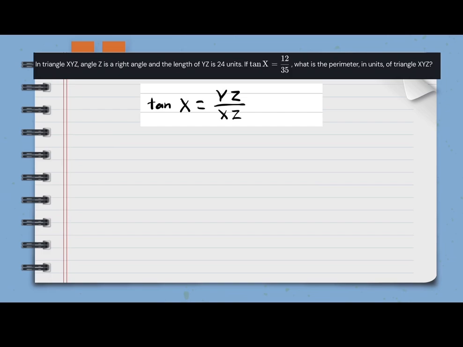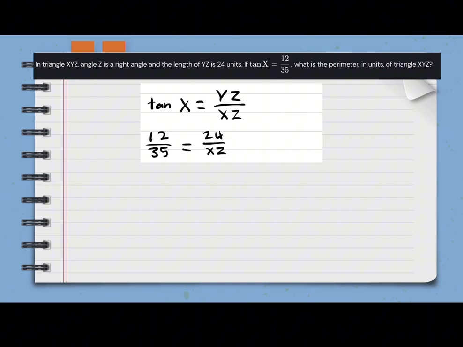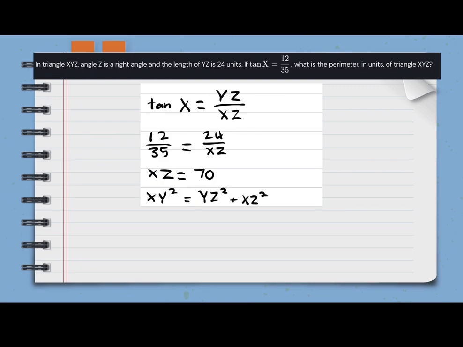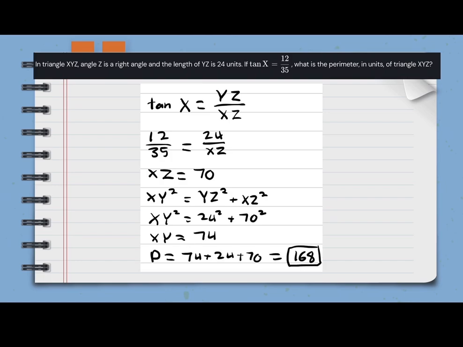Now, plugging in what we're given, we can plug in tangent x as 12 over 35 and also YZ as 24. When we solve for XZ, you can just cross multiply and divide, and we'll end up with 70. In order to find the perimeter, we have to find the lengths of the other sides as well, which in this case is XY, the hypotenuse, what we're missing. To do that, we just use the Pythagorean theorem. For time, I'm just going to show you the calculations. But once you have that, we have the perimeter, add everything up, and you'll get 168.